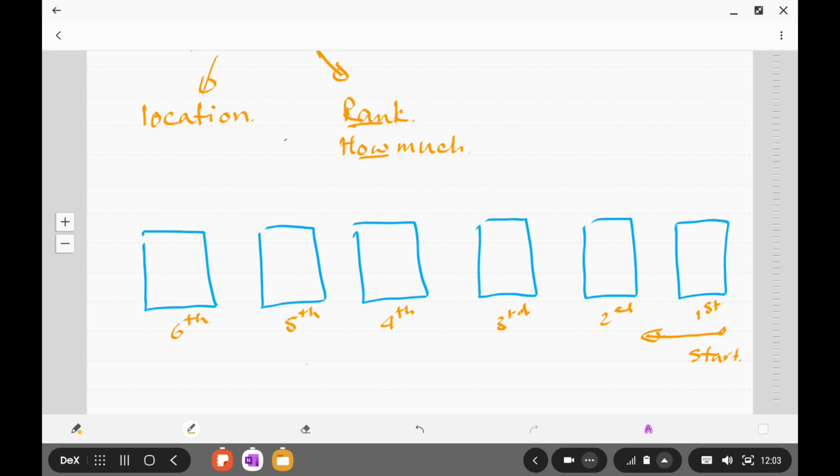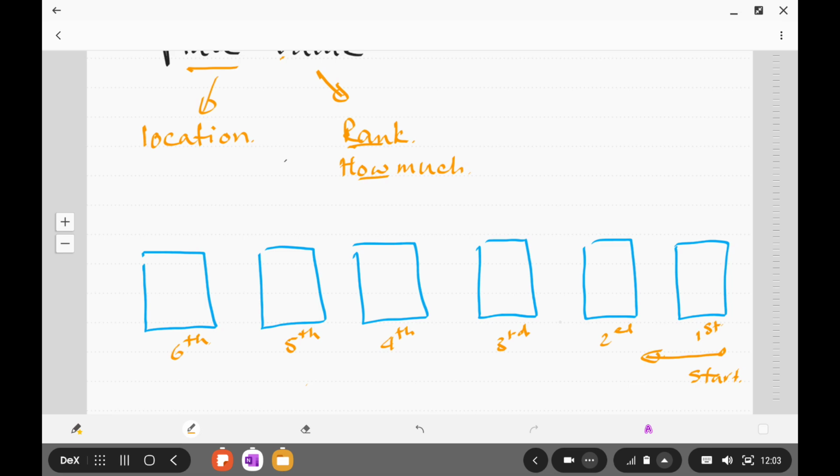But instead of actually calling them first, second, third, fourth, fifth, and so on, in numbers we give them a special name. Of course, what we mean is location, these are the locations. In numbers, we could give them these units. This will be units, this will be tens, this will be hundreds, this will be thousands, this will be 10,000, this will be 100,000.